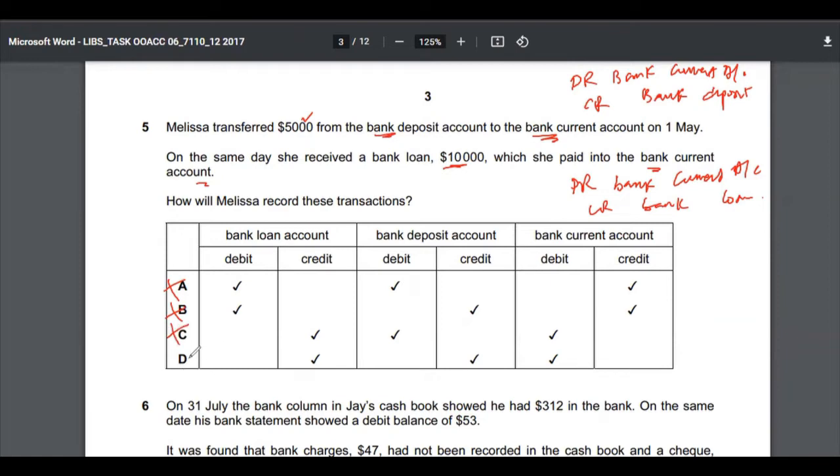So the answer to multiple choice 5 is actually option D, credit bank loan account, credit bank deposit account, and bank current account would be a debit, right? So that would be your answer to multiple choice 5, option D.